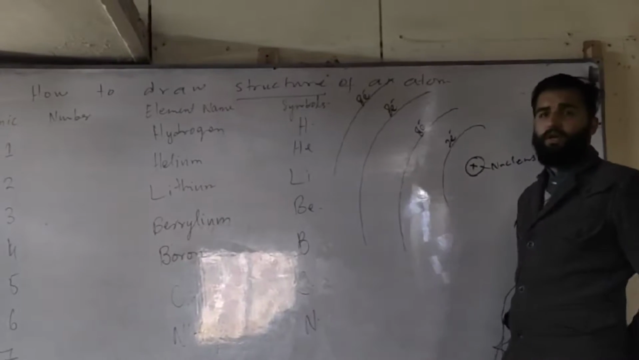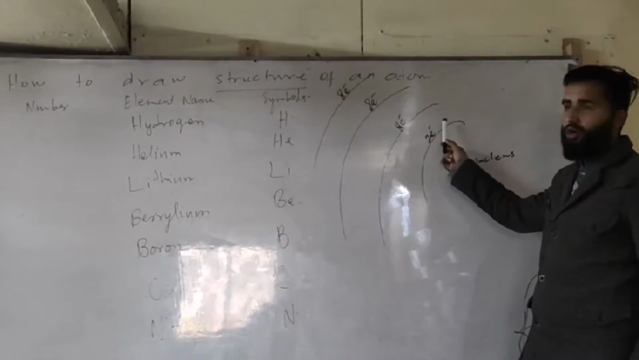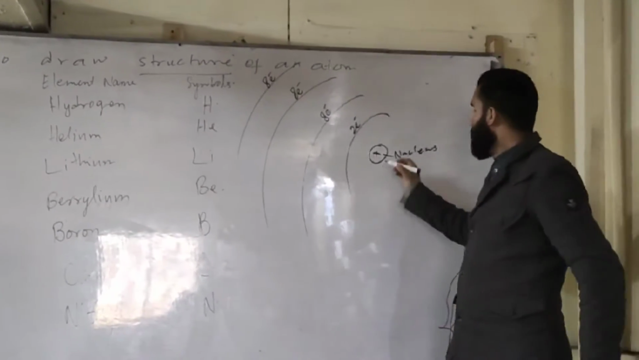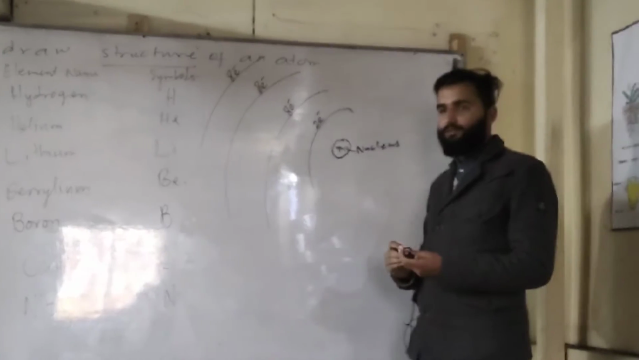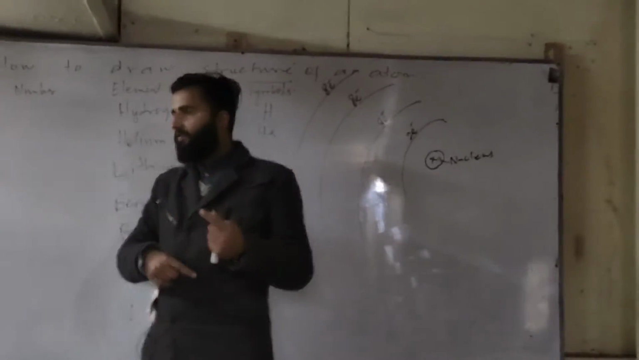First of all, you have to know that an atom has a nucleus and orbits. The nucleus is made up of protons and neutrons, while the orbits are circular paths in which electrons are revolving.